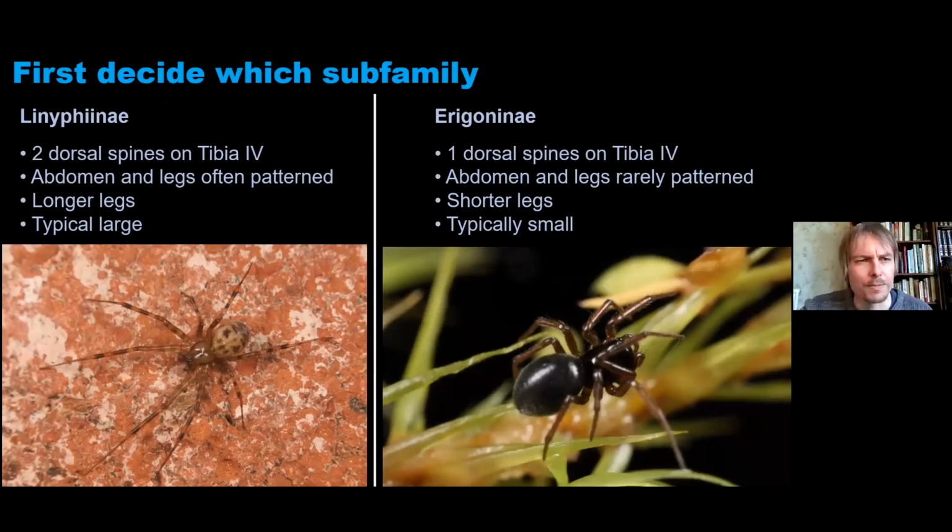A good thing about money spiders is you can split them into two major groups, and that effectively splits the work in half for you. So what you want to do is put them into the right subfamily. The bigger money spiders tend to be more patterned. They'll have an abdominal pattern and often annulated legs, but the smaller money spiders are usually unicolorous, with very small squat legs, generally dark.